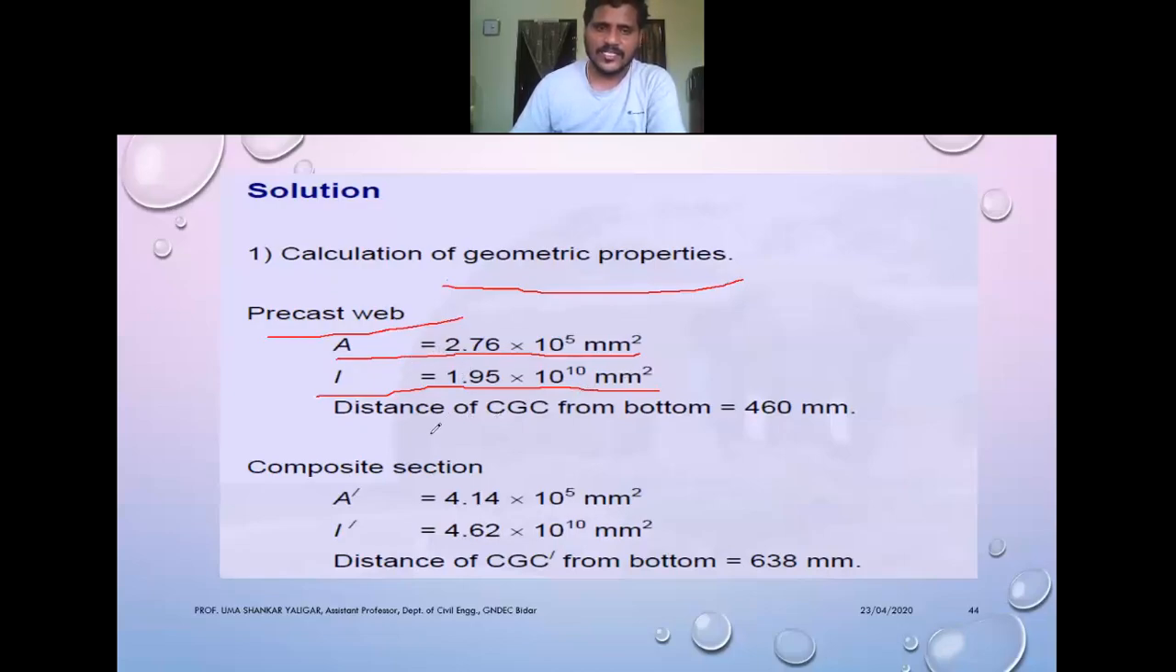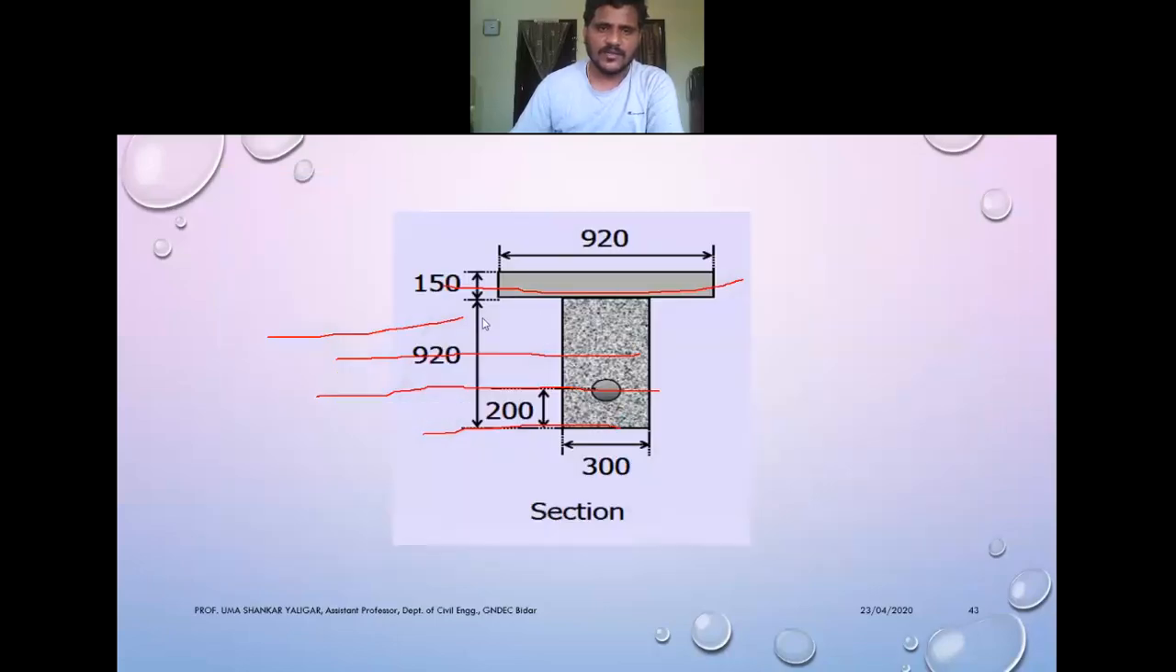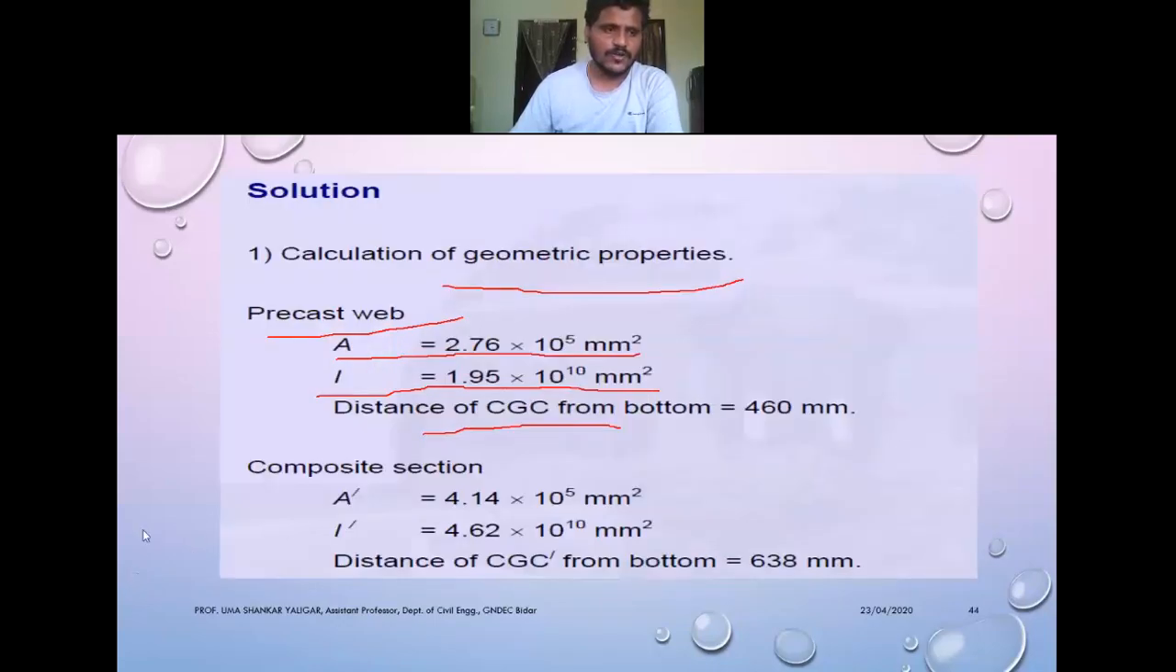Then the distance of the CGC: as the web is a rectangular section, the total depth is 920. You can see here, this depth is 920. Then the CGC only for this web will be at the center. You can take it as 920 divided by 2, which is 460 mm. These geometrical properties are only for the precast web. We have not considered the flange or cast in place portion.